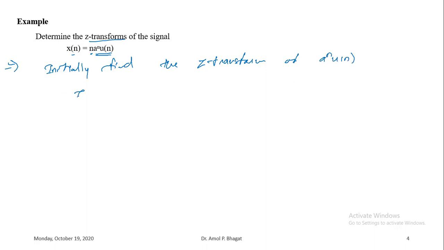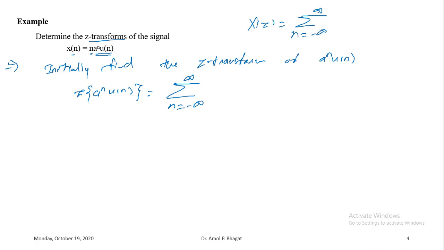The z transform of a to the power n u of n can be written as summation n equals minus infinity to infinity x of n into z to the power minus n, which is the formula for the z transform X of z. But in place of x of n, there is a to the power n u of n, into z to the power minus n as it is.